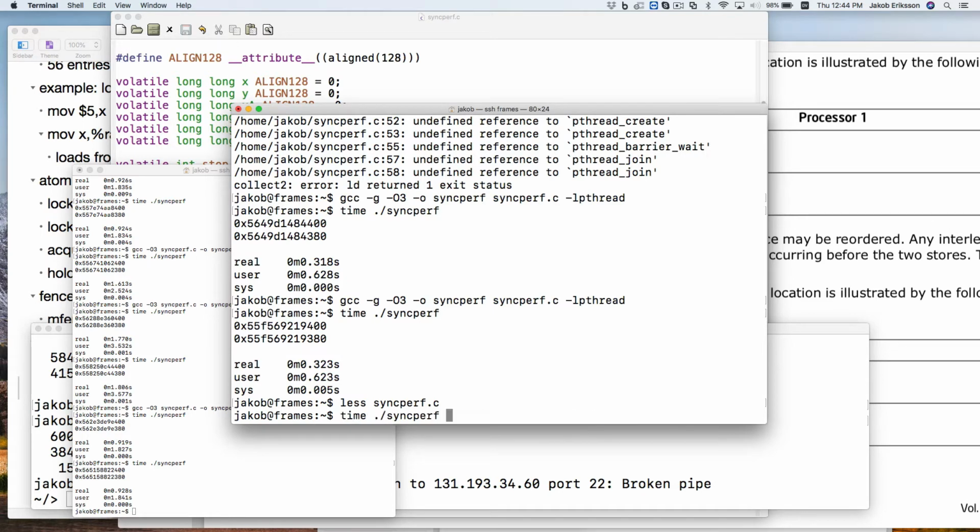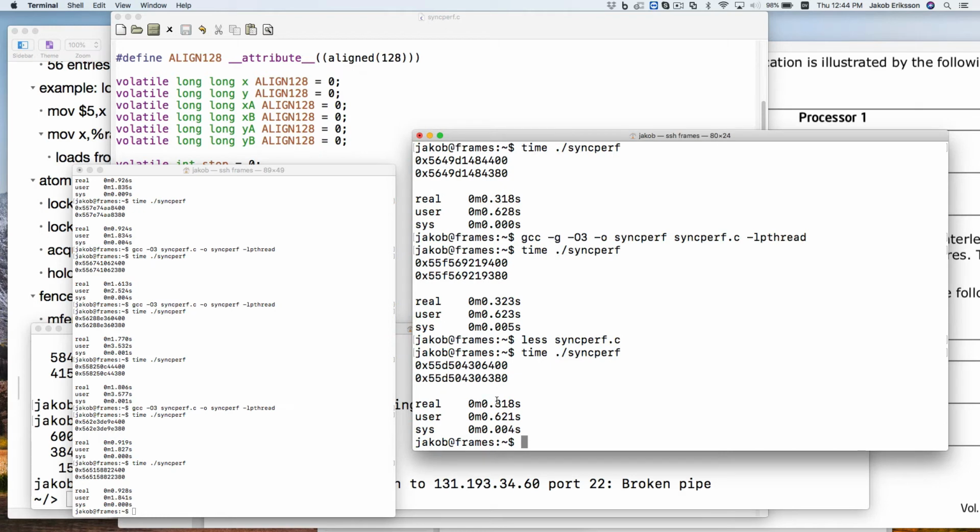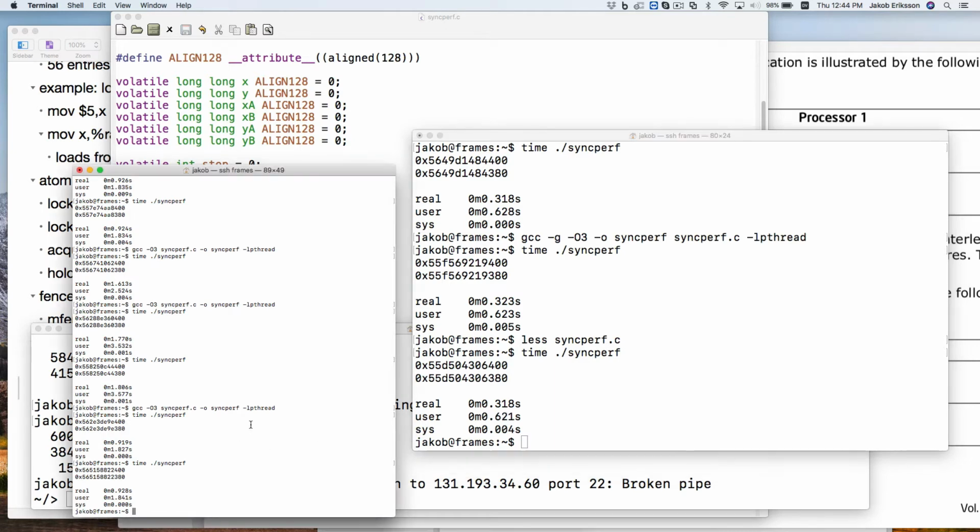All right, so we did this experiment before. To do 100 million increments, it takes us 300 milliseconds, but we're running it on 2 cores, so the total execution time is 600 milliseconds. All right, kill that.